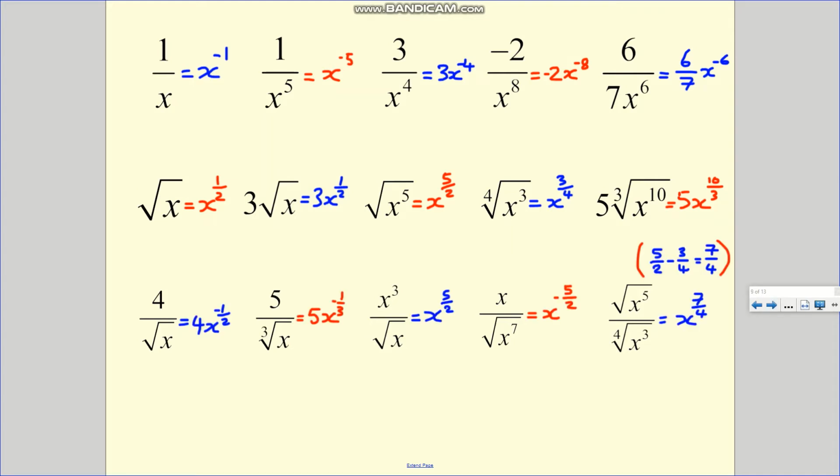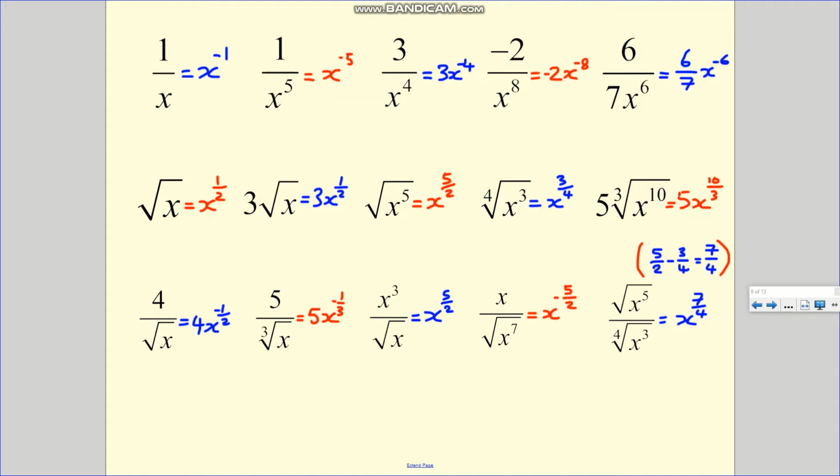Okay, so for those last 5 examples, we've got a multiplier of 4 on the top of the fraction, so 4 stays out front, and then I'm pulling up x to the power of a half, so it becomes x to the power of negative a half. 5 over root 3 of x, or the third root of x, or the cubed root of x, is going to be 5x to the power of negative a third.